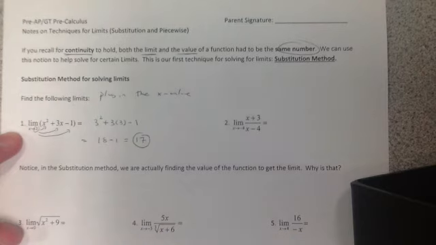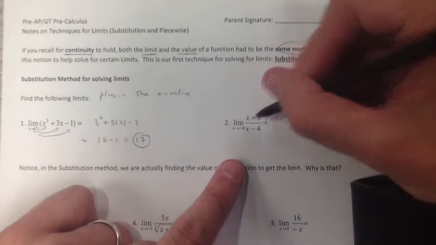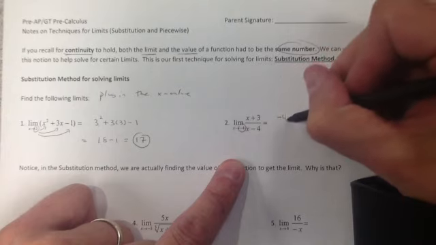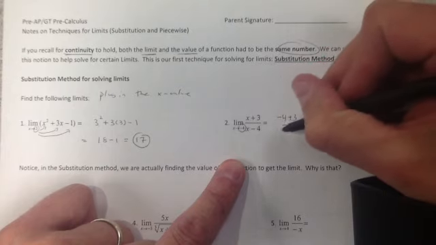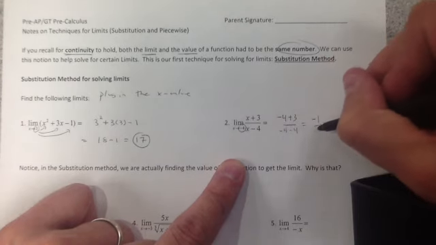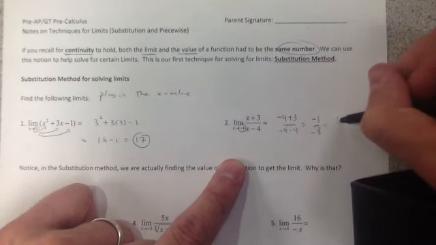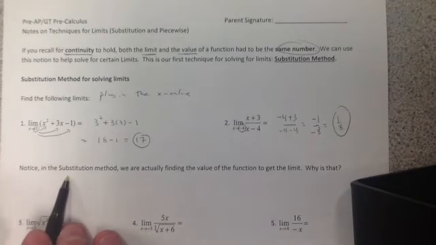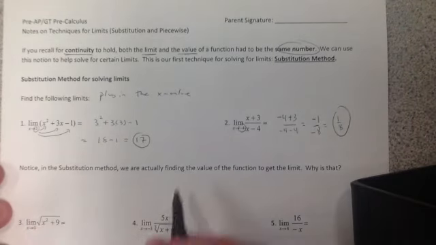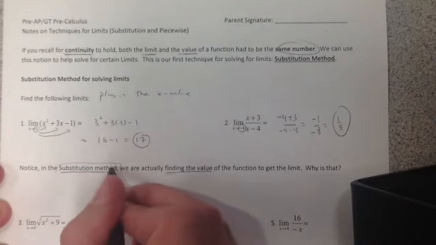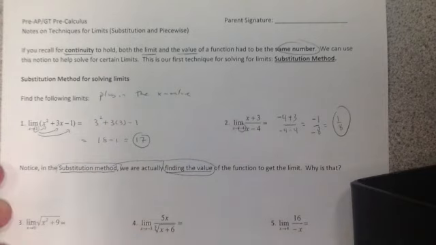And there's our limit. If we try number 2, plugging it in, there's my negative 4. I get negative 4 plus 3 over negative 4 minus 4. And we get negative 1 over negative 8, or 1/8. Notice, in the substitution method, we are actually finding the value of the function.